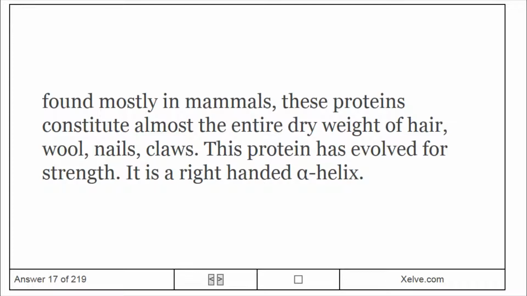Alpha-keratin. Found mostly in mammals, these proteins constitute almost the entire dry weight of hair, wool, nails, claws. This protein has evolved for strength. It is a right-handed alpha helix.